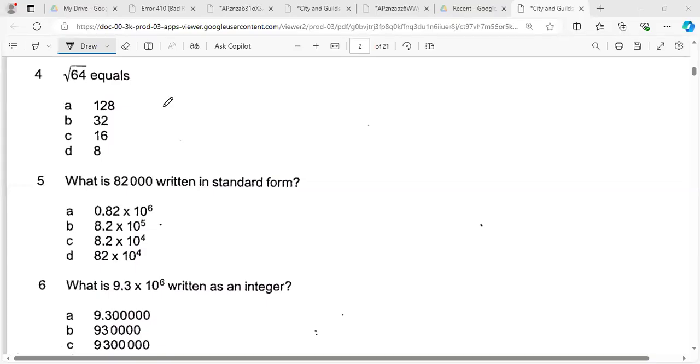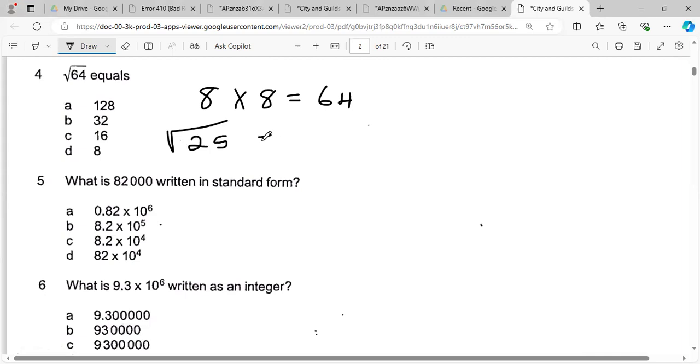Alright, number 4 says, what's the square root of 64? This sign means square root. What it means is, what number do you multiply by itself to give you 64? And that is 8. So only 8 times 8 can give you 64. So the square root of 64 is 8. Just as if this said, what's the square root of 25? You're saying what number multiplied by itself can give you 25? That would be 5, because only 5 times 5 is 25. Alright? In this case, it would have been D.